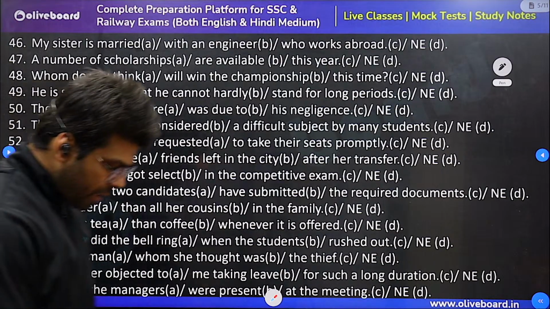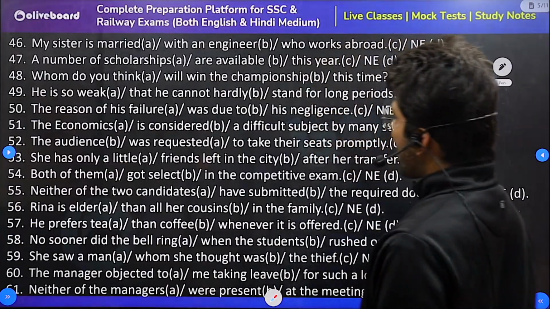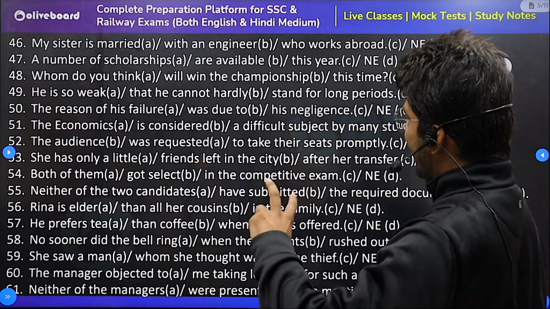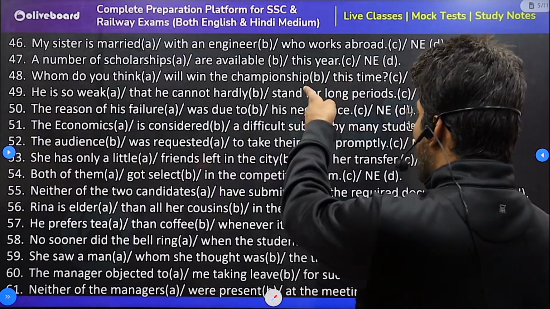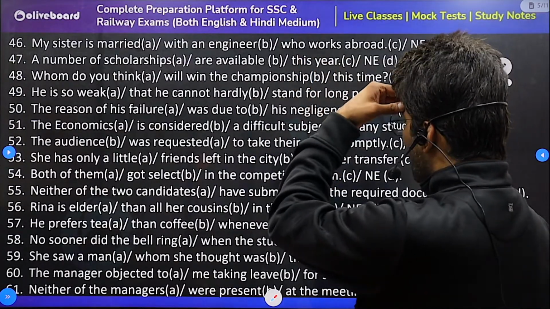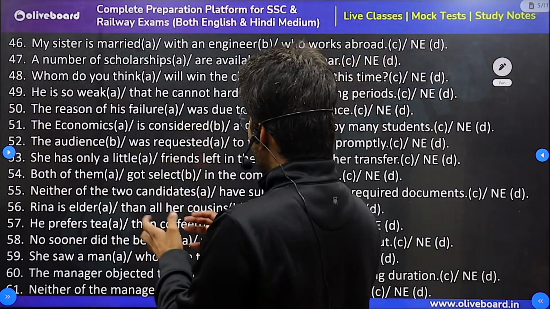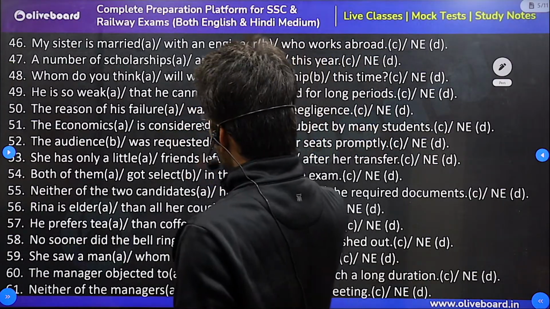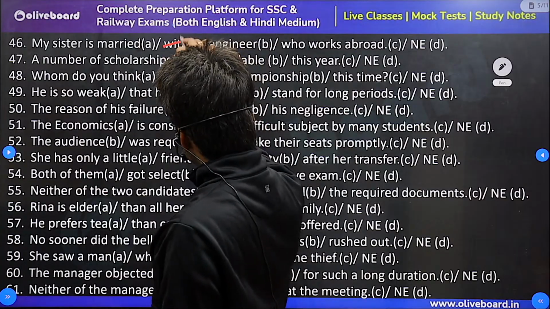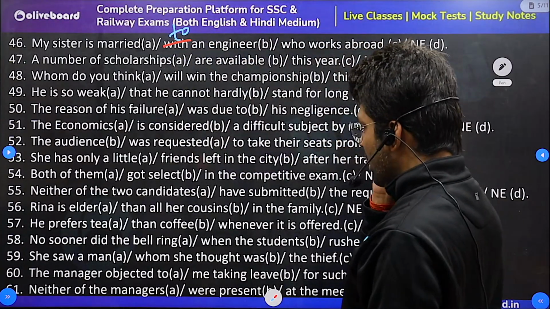Okay, let me explain. Doubts, objections, welcome. My sister is married. Married as an adjective, past participle, takes to for the spouse, with for the children. It doesn't look like children here or child. She is married and she has an engineer child who works abroad. No, no. She got married to an engineer who works abroad. To for the spouse, with for the children.